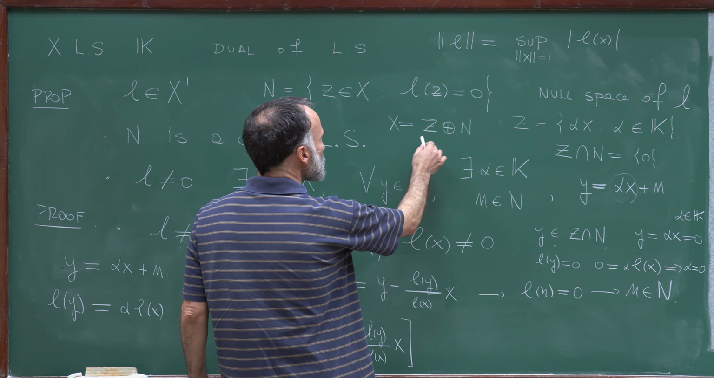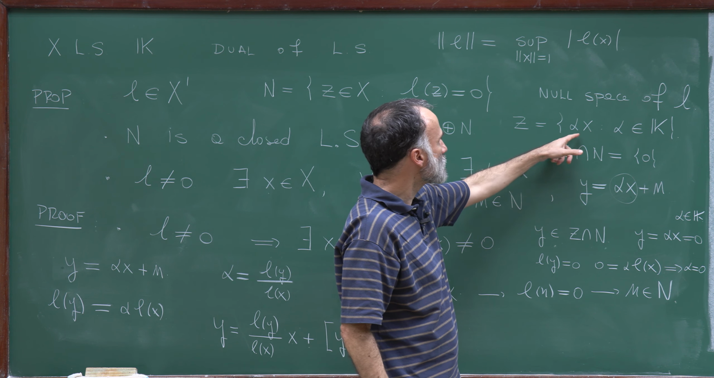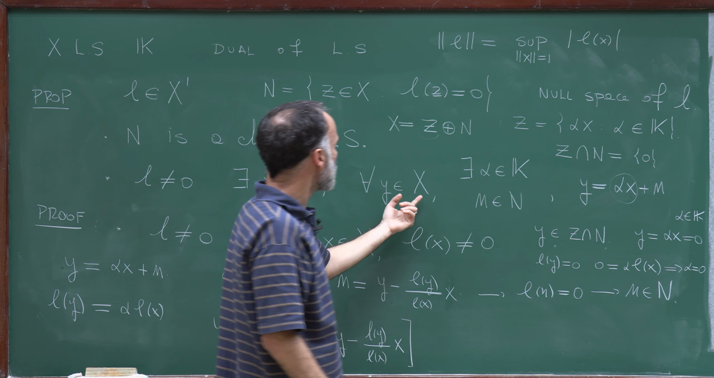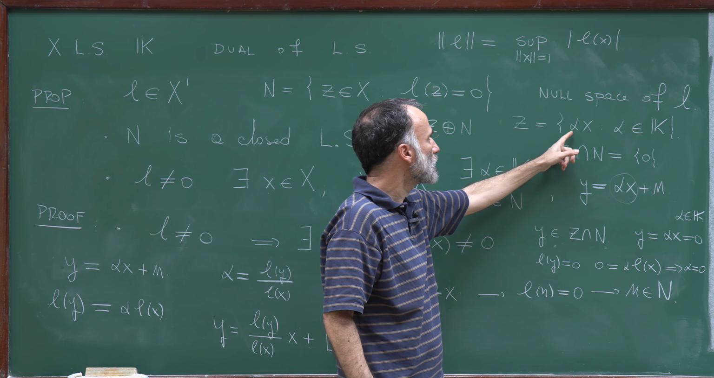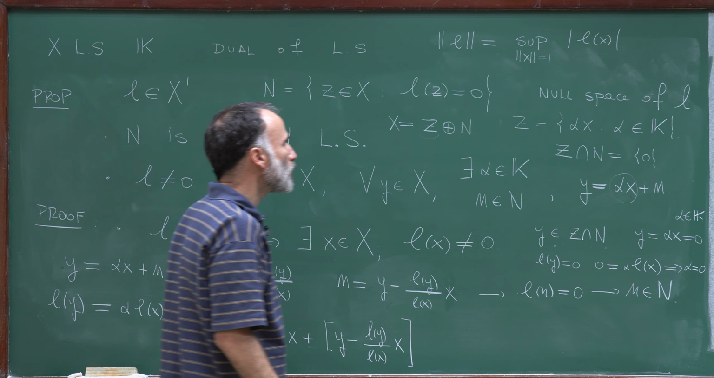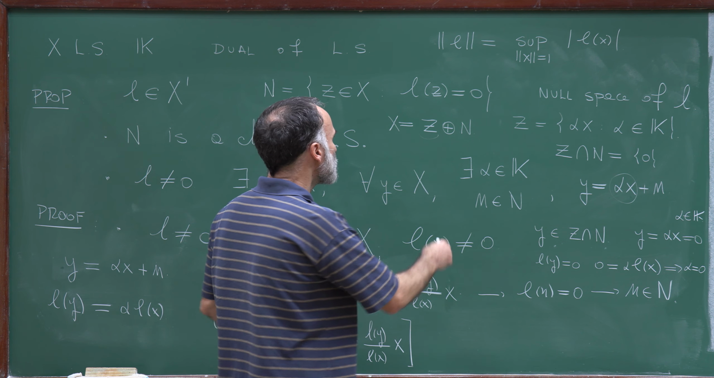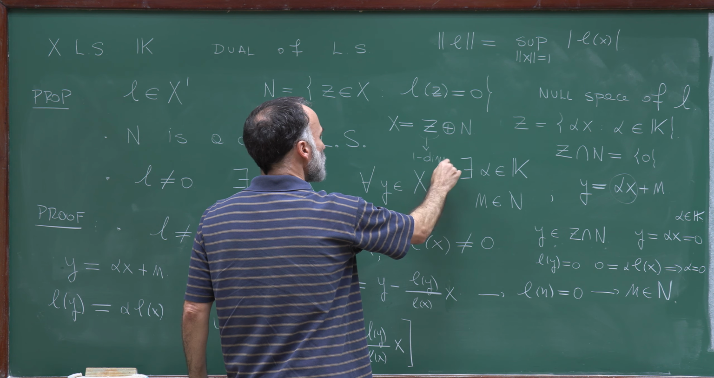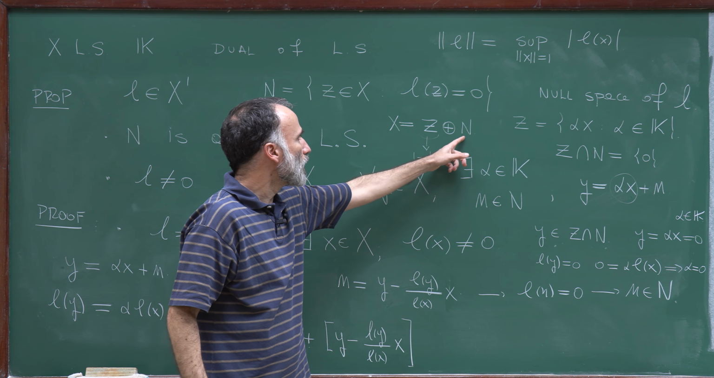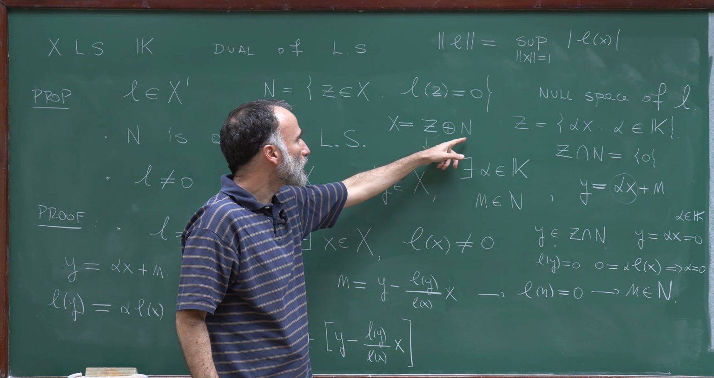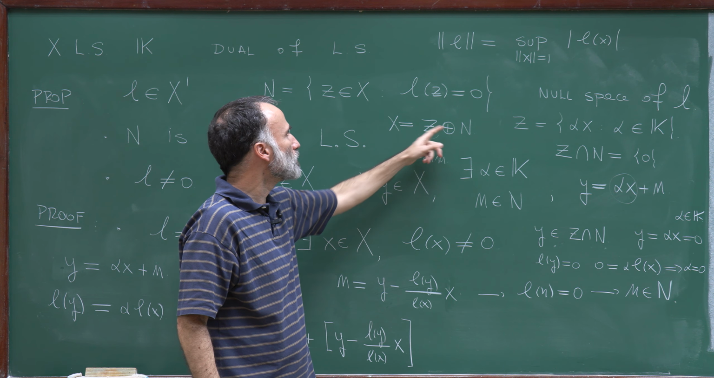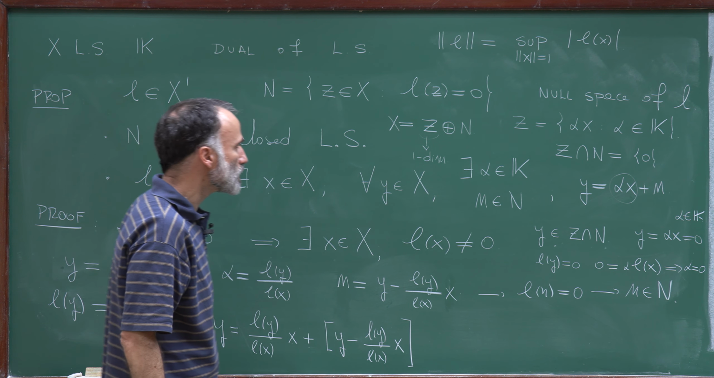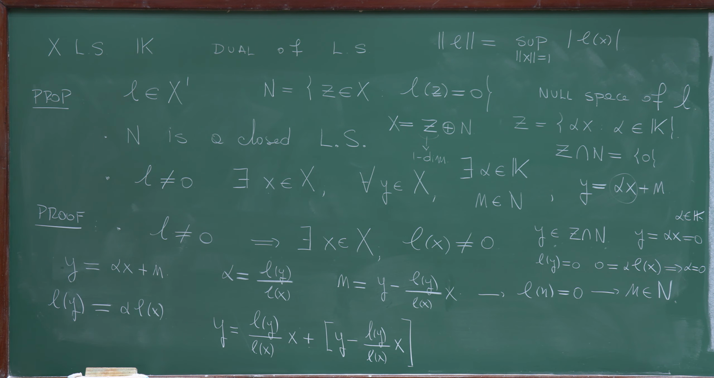And we also proved that z is formed by all points in the linear space x which can be written as a scalar times one point, which means that the dimension of z is 1. So z is a one-dimensional space. And therefore, this is what I mean by codimension of n. So x can be written this way, and the dimension of the set z is equal to 1. This is what we just proved.